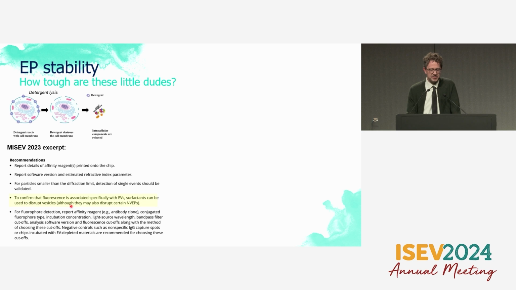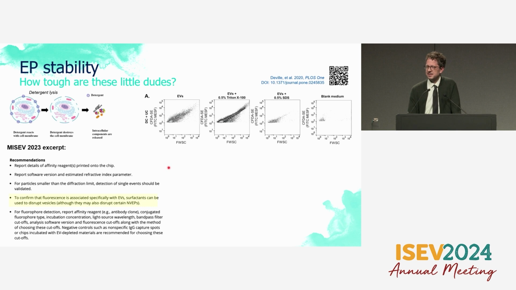In the recent MISEV, there's even a statement that to confirm that fluorescence is associated specifically with EVs, surfactants can be used to disrupt vesicles. They actually acknowledge that they may also disrupt certain NVEPs. But in reality, that's not the case, and it depends.